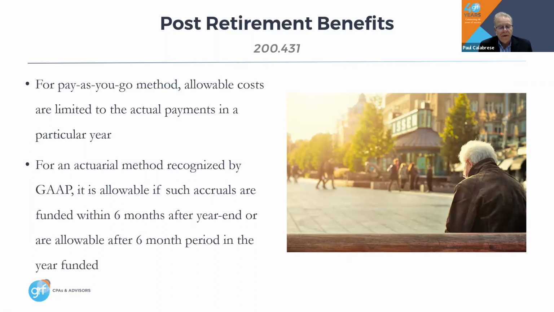Post-retirement benefits, two ways. Pay as you go, so you record it when the payment's made. If you're going to accrue it, then the rules are that you've got 6 months after your year end, as you made the accrual, to fund it, obviously to pay it down. If you don't, then you go back to pay as you go. So that's pretty much the deal with post-retirement benefits.